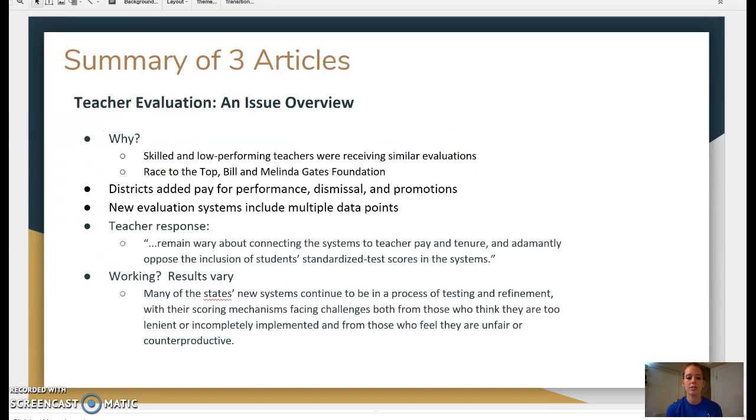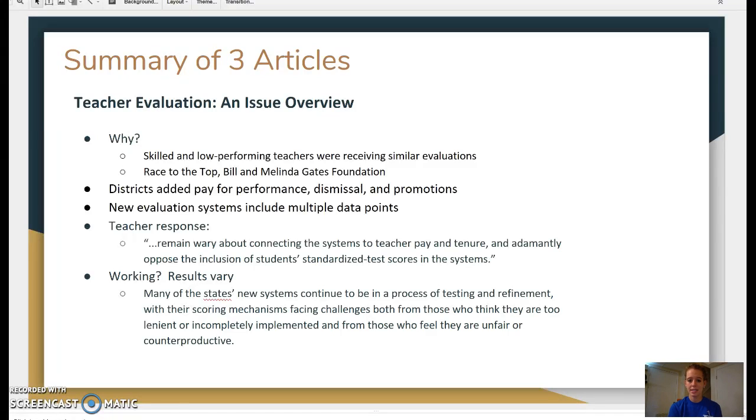To continue with the article, it talked a lot about why these systems were overhauled. A big key part was that skilled and low-performing teachers based on student test scores were receiving similar evaluations, and obviously that needed to change. There were some incentives like Race to the Top and the Bill and Melinda Gates Foundation.